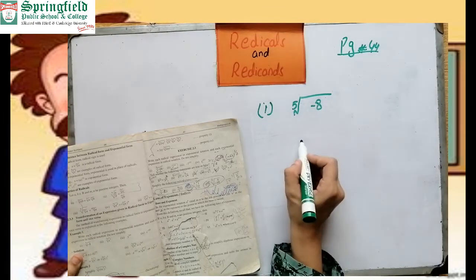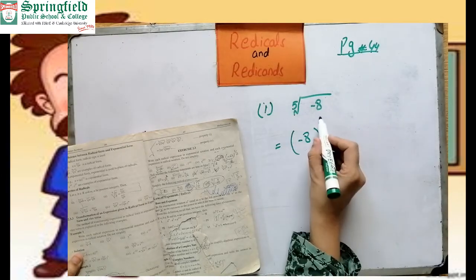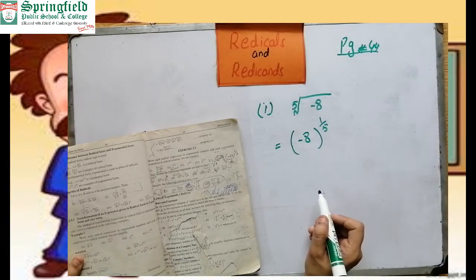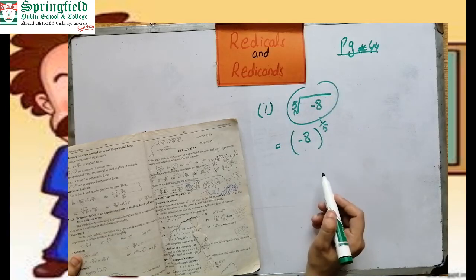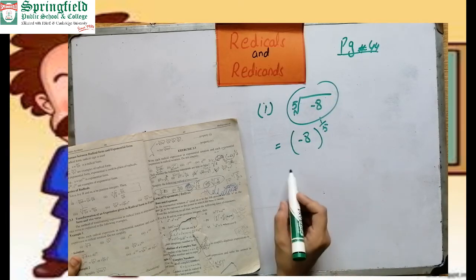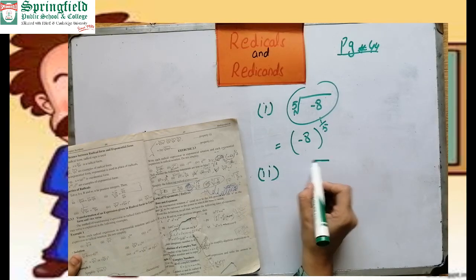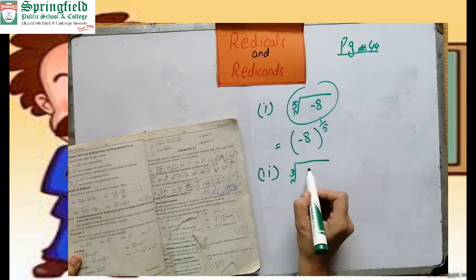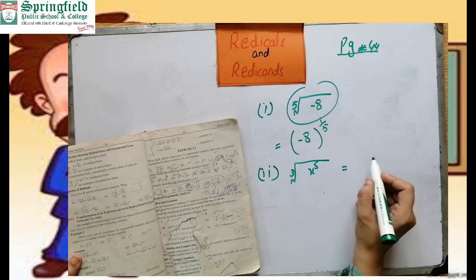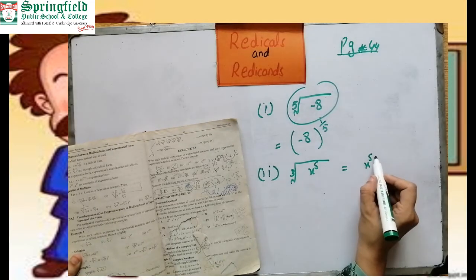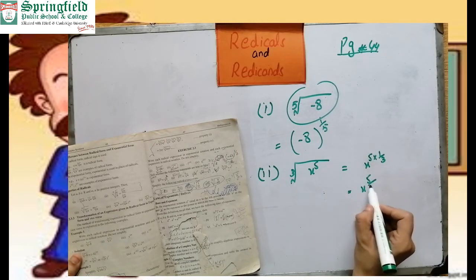The exponent notation: first we write minus 8, and then the root 5 can be written as 1 by 5. So this form is called the exponent notation, and this form is called the radical notation or radical form. Fine. And the second one is the cube root of x to the power 5. It can be written in exponential notation as x to the 5 multiplied by 1 by 3, so it becomes x to the 5 by 3.